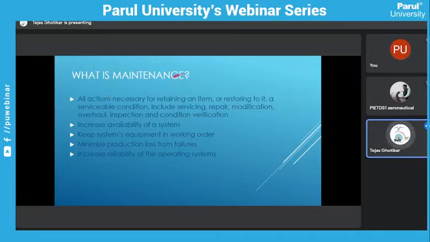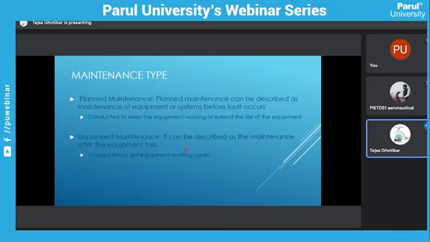Because of maintenance, what will happen? We can increase the availability of a system, keep system equipment in working order, minimize production loss, and increase reliability of the operating system. These are a few of the benefits of performing maintenance. Again, there are different types of maintenance. If we broadly classify, there are planned maintenance and unplanned maintenance. There are two types of maintenance, planned and unplanned.